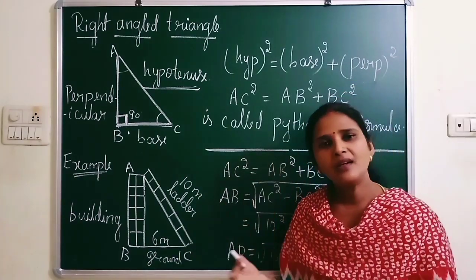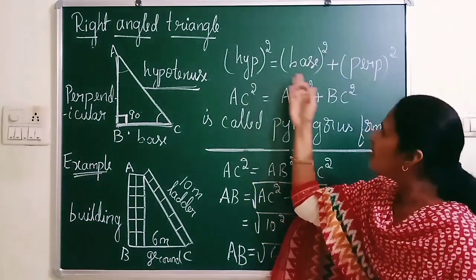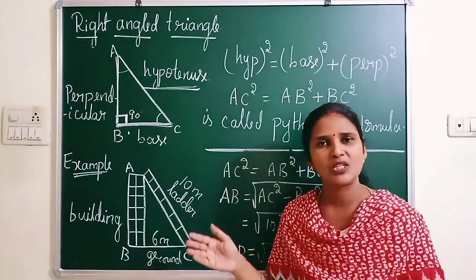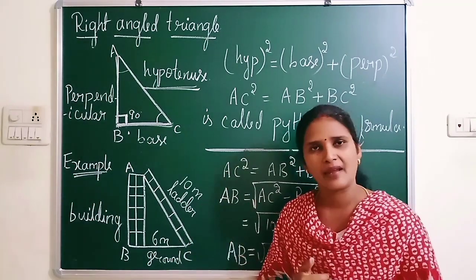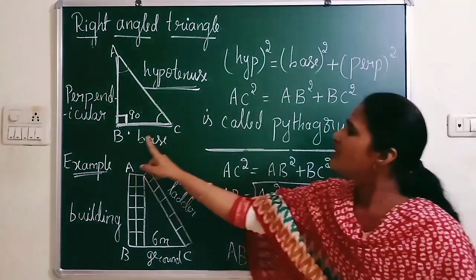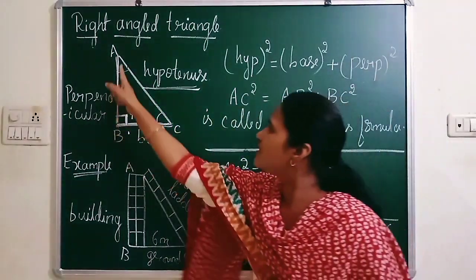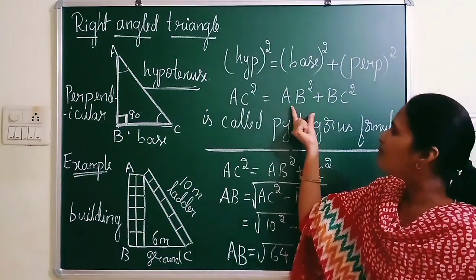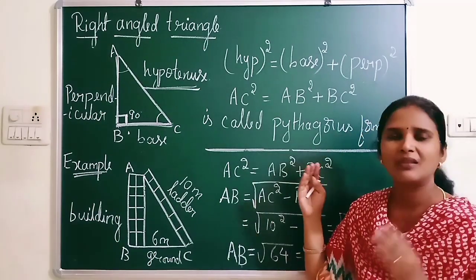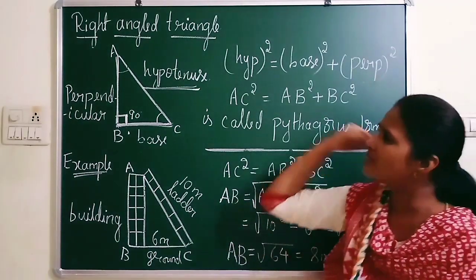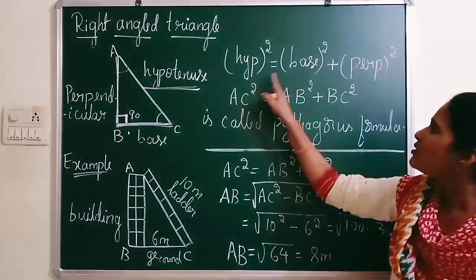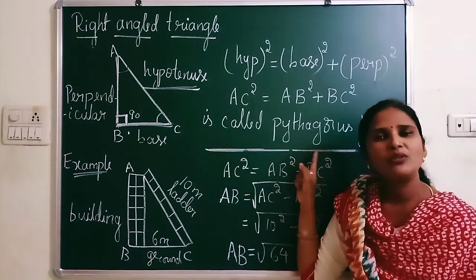You already learned this in previous classes. When this relationship is satisfied, only then can we say that the lengths of the three sides form a right angle triangle. Here the hypotenuse is AC, the base is BC, and the perpendicular is AB. These alphabets are not fixed; it depends on how you name the triangle. But the basic thing to remember always is that hypotenuse square equals base square plus perpendicular square. This is the formula called the Pythagoras formula.